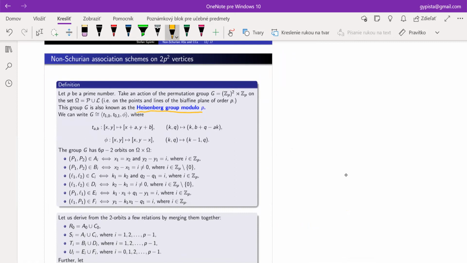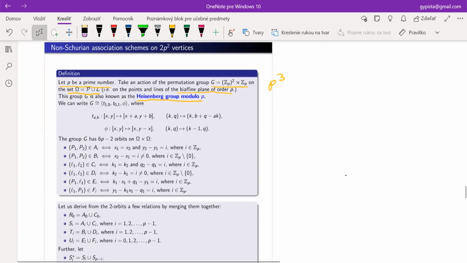So let's start from scratch. Let P be a prime number. And for each such number, there is a permutation group which can be identified with the Heisenberg group modulo P, that is, Zp cross Zp semi-direct product with Zp, so it is of order P cubed. And we let it act on the set of points and lines of the affine plane of order P.